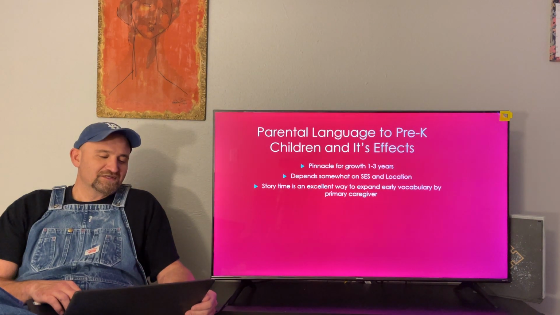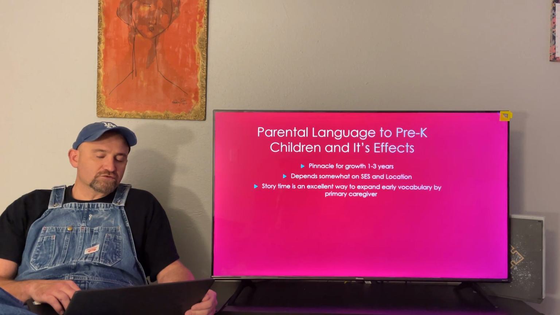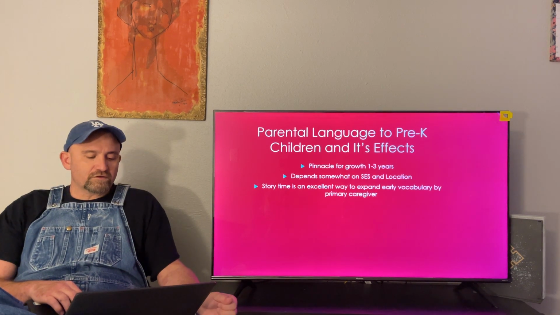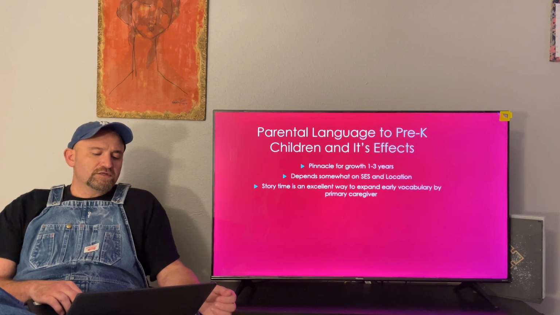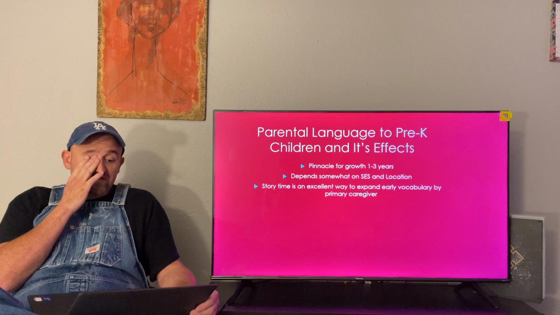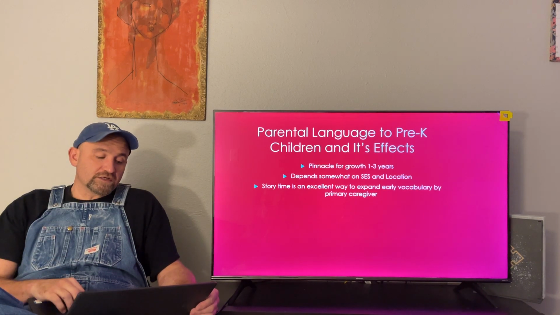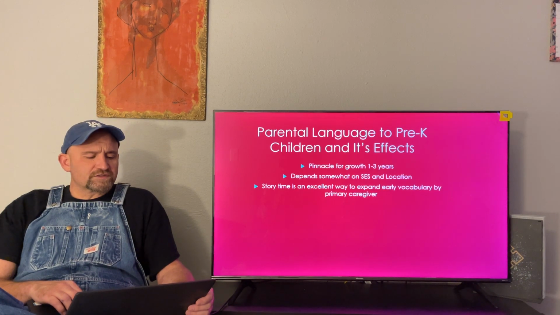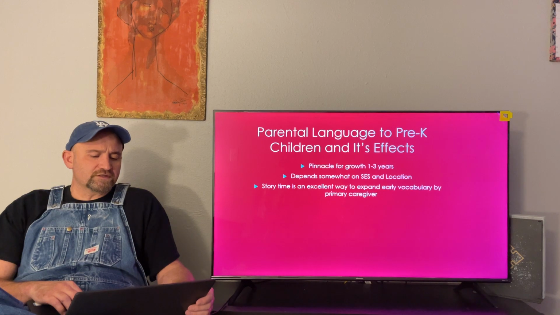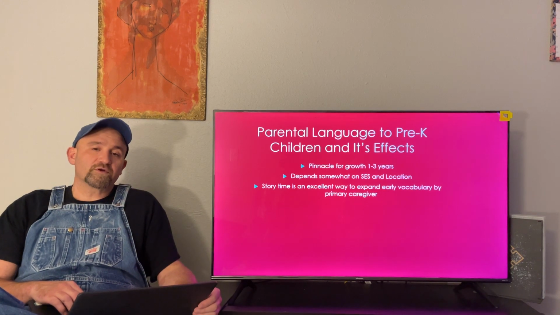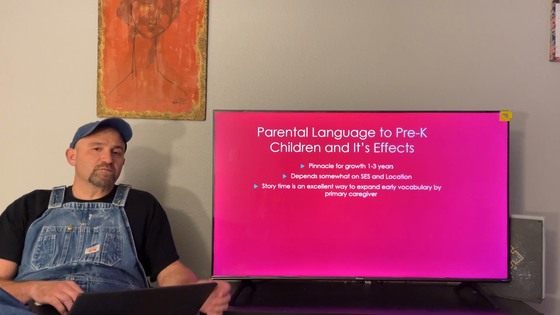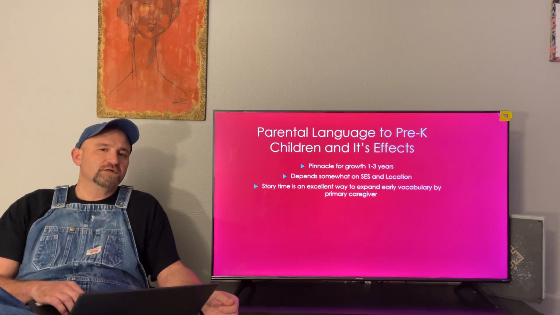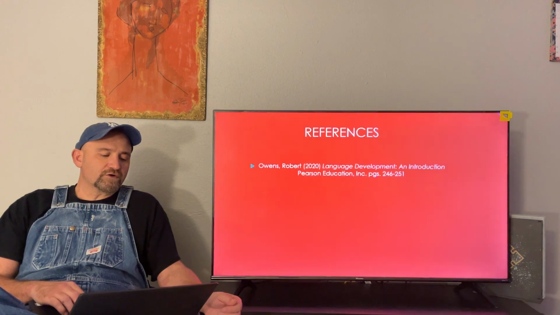Parental language to pre-K children and its effects. It's pinnacle for growth, like I said earlier, from 1 to 3 years. It depends somewhat on your SES situation and location for the family. If they can incorporate story time, it's an excellent way for the primary caregiver to expand an early vocabulary, because in that time frame right before they enter pre-K, they're going to learn most of their vocab at home.